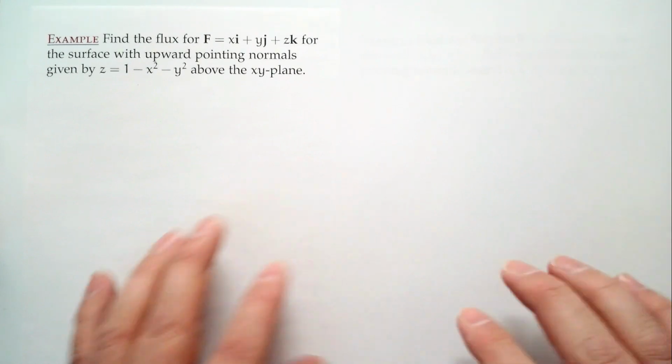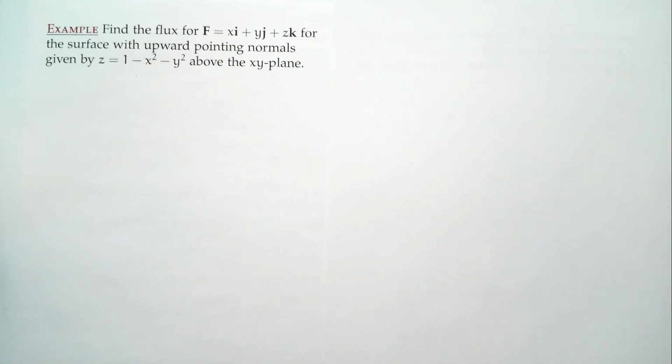Find the flux for F equals x times i plus y times j plus z times k for the surface with upward pointing normals given by z equals 1 minus x squared minus y squared above the xy plane. This sounds like a complicated problem when you see all these words. There's flux, there's upward pointing normals, there's all these surfaces. But remember, there's a simple formula. If you remember the formula, it doesn't become so scary.